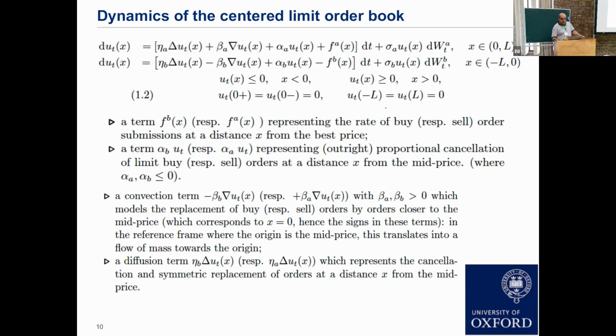Using this technique, one can show that if you start from the discrete model that I showed you earlier with the Poisson arrival rates and so on, this leads to an SPDE limit where the dynamics of the centered limit order book has the following form. What you see here is a mixed or hybrid limit where you have a fluid limit away from the interface, whereas at the interface you have a diffusion dynamics.